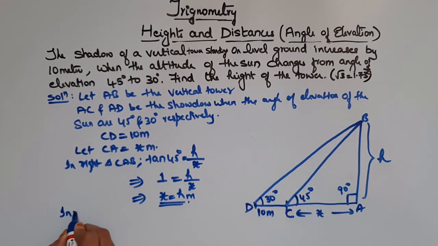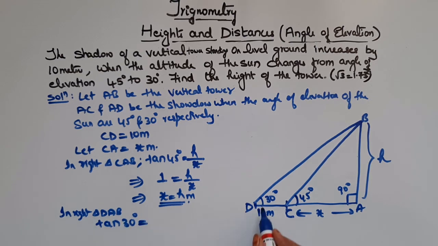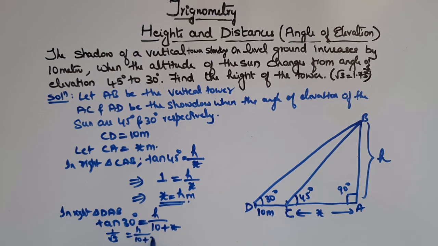Now let's see the right angle triangle DAB. So in right angle triangle DAB, we have tan 30 degrees is, what is tan 30? Tan 30 is opposite by adjacent. Here the opposite is h, by adjacent is DA. So 10 plus x, right? So here tan 30 is 1 by root 3, which is equal to h by 10 plus x, right? Now we have to simplify this.